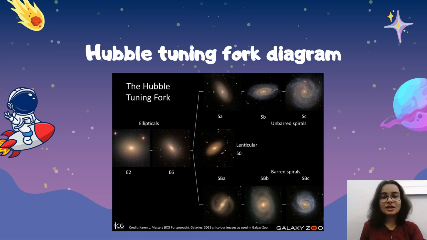Okay, so here is the Hubble tuning fork diagram that I was discussing. You can see this E2, E6. These are basically the elliptical galaxies, and SA, SB are unbarred and barred spirals, and the barred spirals look completely like spirals, but they have something called a bar. And the middle part is lenticular, that is the intermediate galaxies.